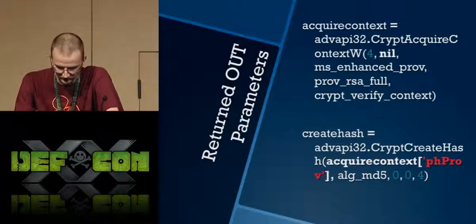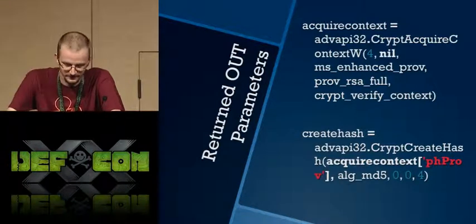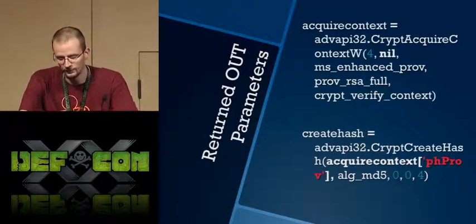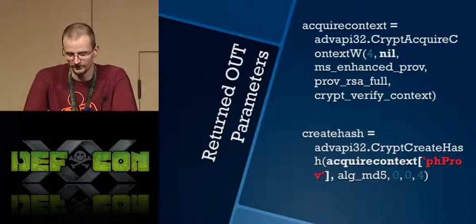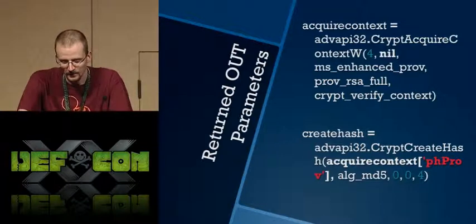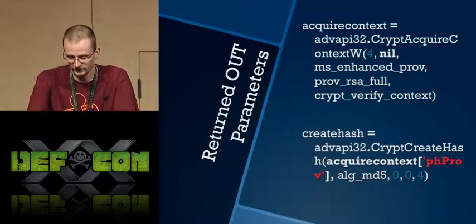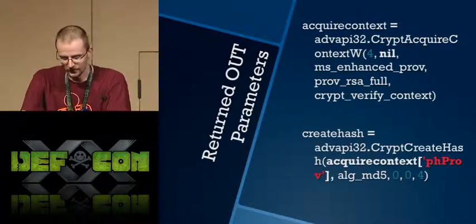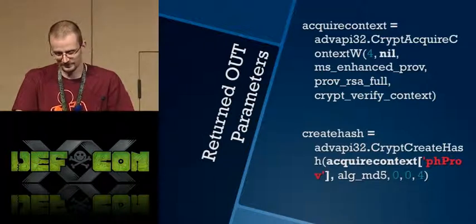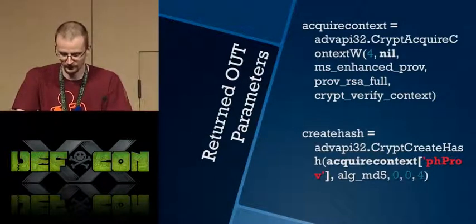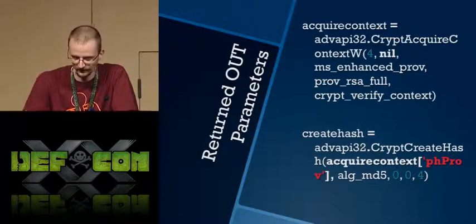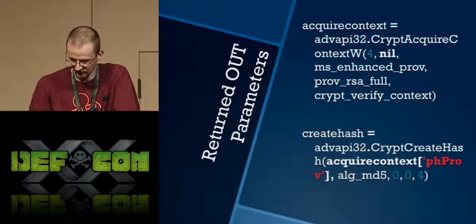So this is just an example of some code using Railgun using two different function calls, and basically we acquire the cryptographic context here, and the return value is then used in the next function call. So it just shows you that we call the CryptAcquireContext, and we get that hash, and we just make a reference to the phProv value out of the return and pass that into the next function call.